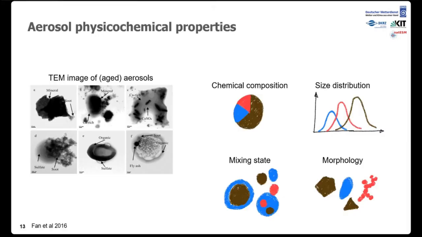And morphology is another aspect that we have to take into account. But it is very difficult because then the dimensionality grows. So for us, morphology goes into the parameterization.